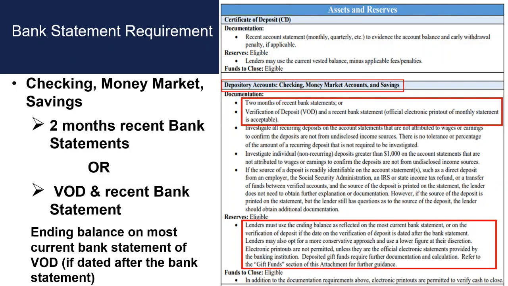The reserves that you entered in GUS must not exceed the balance on the most current official monthly bank statement. And again, you may be conservative and choose to use a lower balance or no amount at all. That would be at the lender's discretion. I do want to point out that we accept official electronic printouts of monthly bank statements.